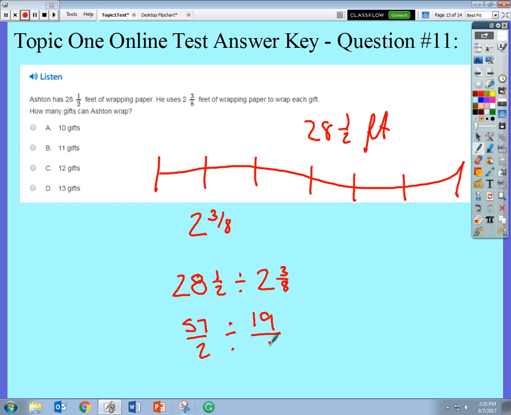Ah, I know what I did. 19 eighths. I was taking this and making it 19 thirds. Look at how easy that is. Come on, Scott. 57 halves times 8 over 19. Yes, love it, love it, love it. That's 1. That's 3. That's 1. That is 4. That gives me an answer of 12.